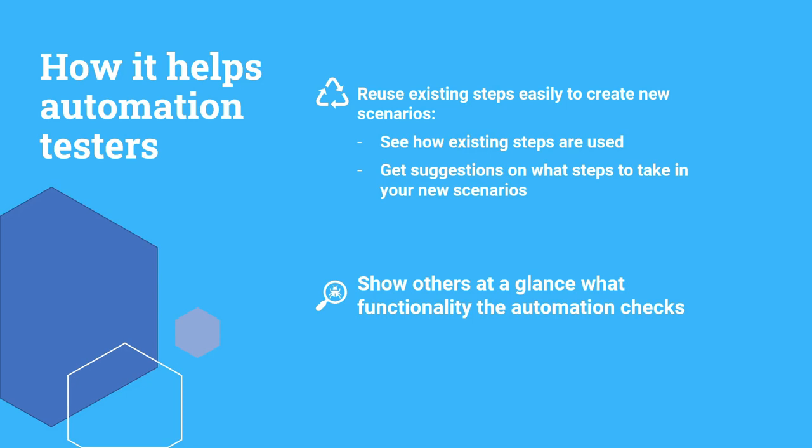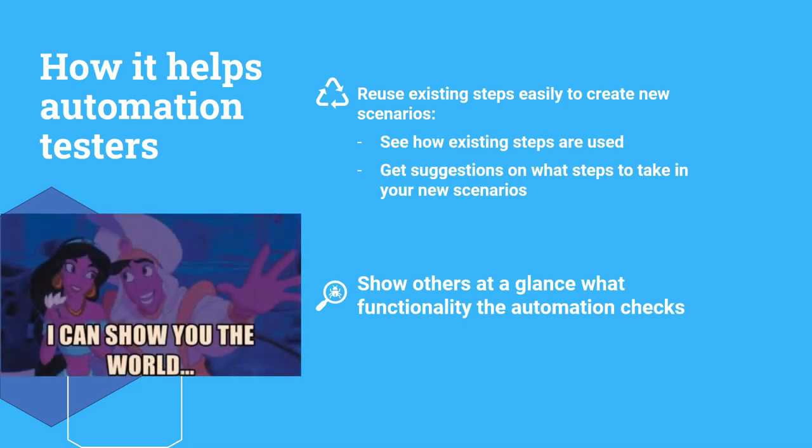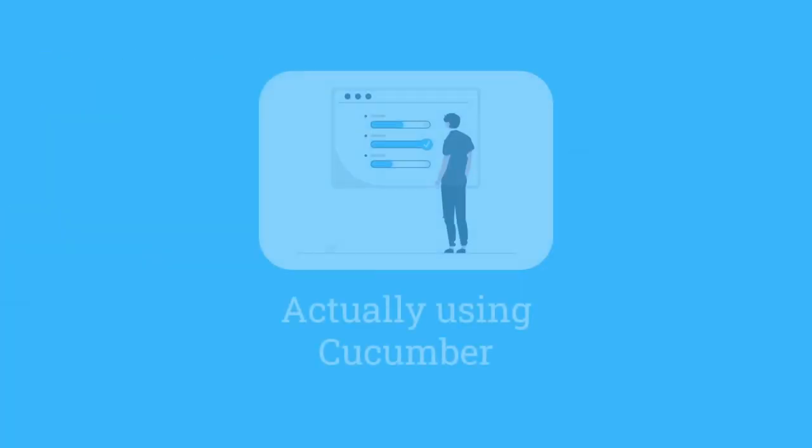It also helps in showing to other members of the team what your automated tests actually do, since they usually don't have the time or knowledge to look at your actual test code. They can just examine the feature files and get a picture of what behavior you have automated and what you are verifying. Actually using Cucumber.